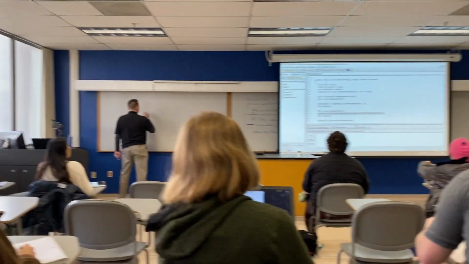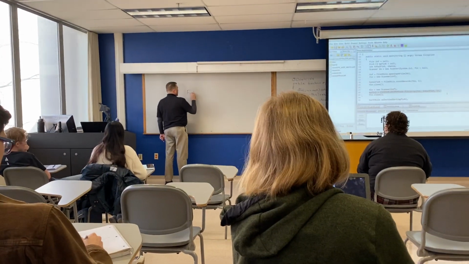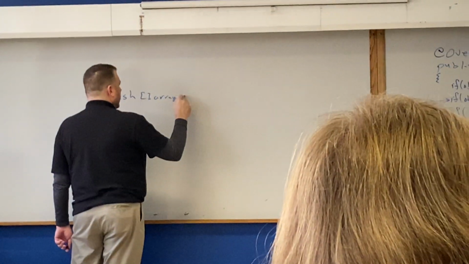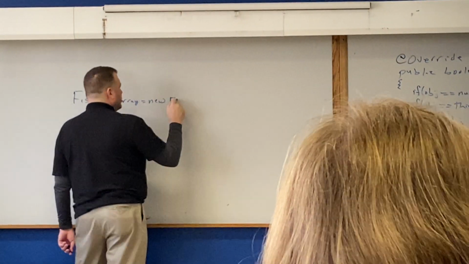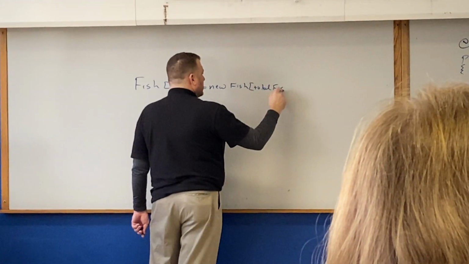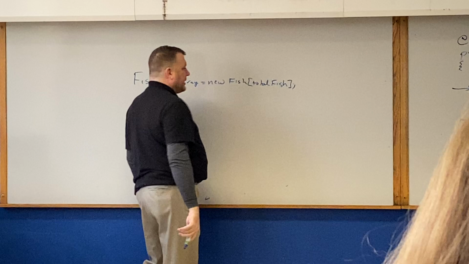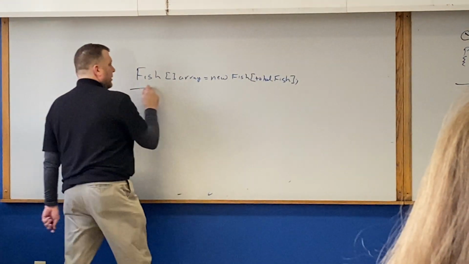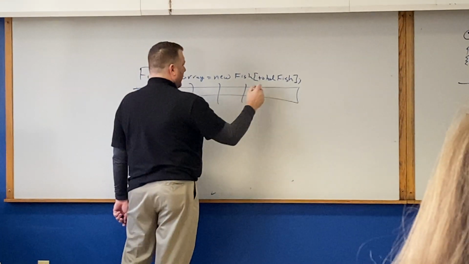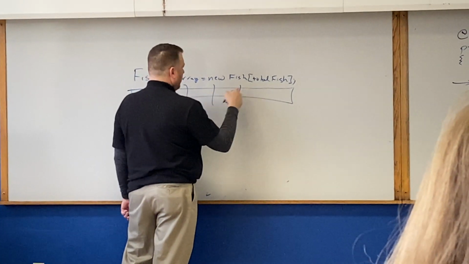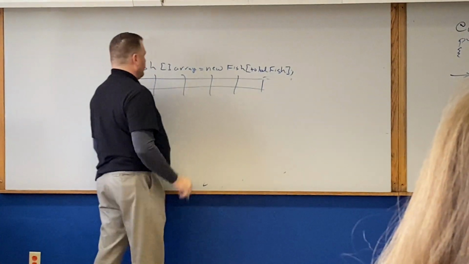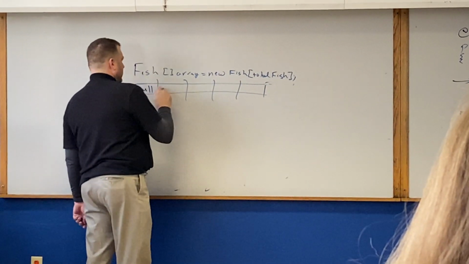And you're going to make an array of fish. So that's going to look like this: Fish square brackets, array gets new fish, square brackets, total fish. Okay? So now what I have here is an array of fish references. In this example, I have an array, 1, 2, 3, 4, 5, right?